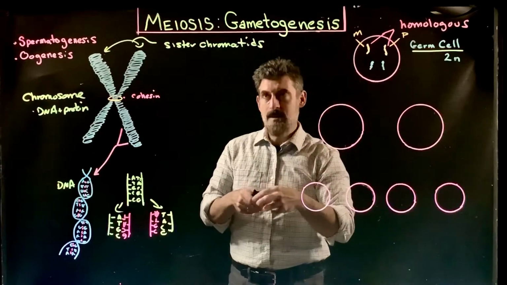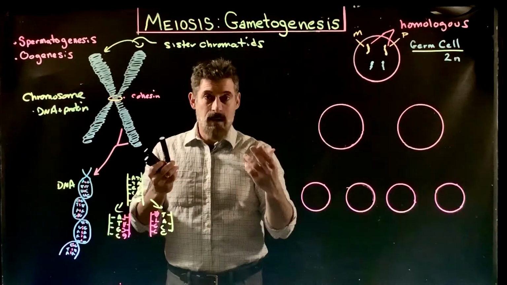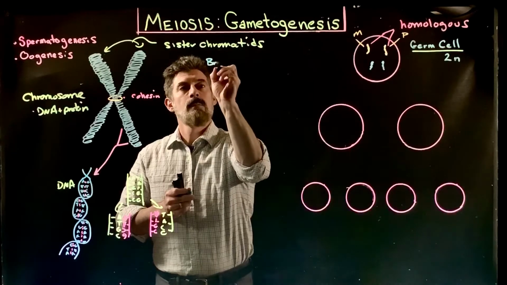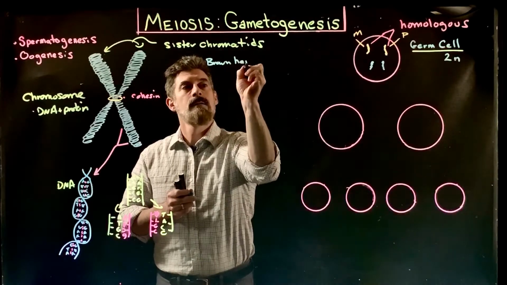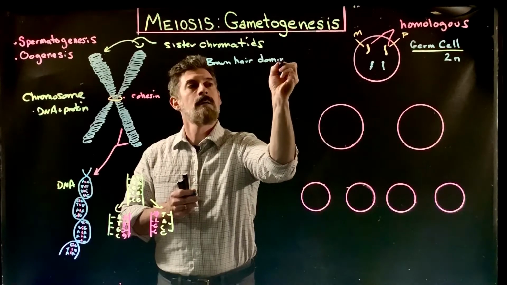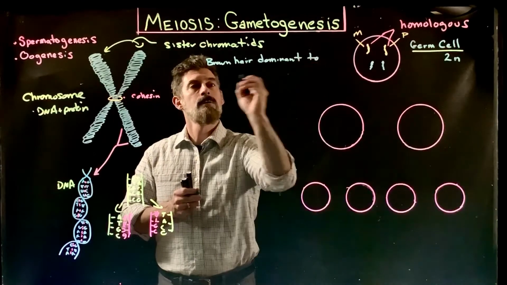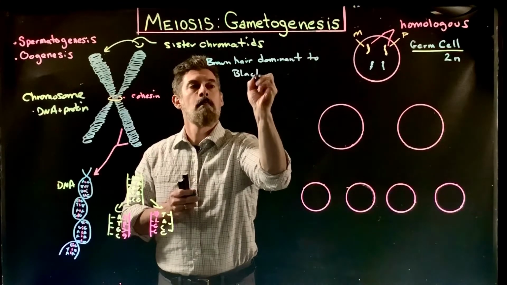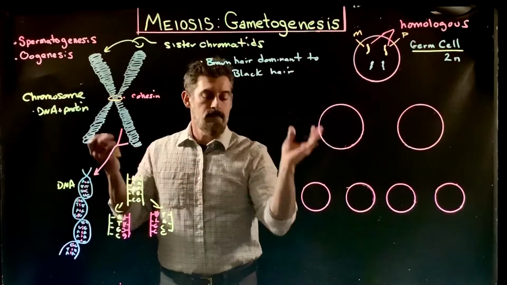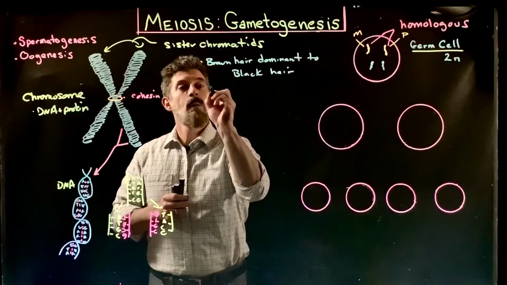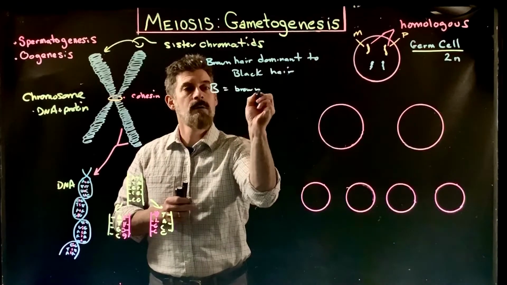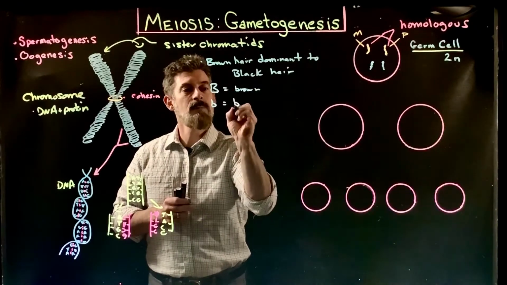Now, when we later do the problems, like genetics problems, we might say brown hair is dominant to, let's say, black hair. This is just an example. Doesn't matter, the organism or whatever. And so what we would do is we would write a big B like this, and that would be brown. And then a little b like this, and that would be black.